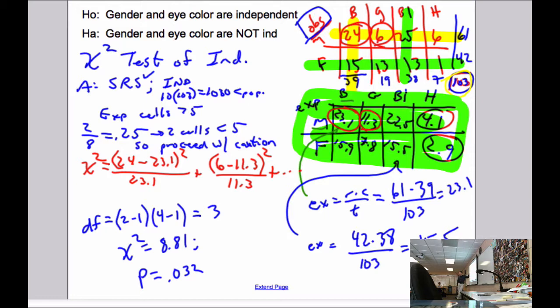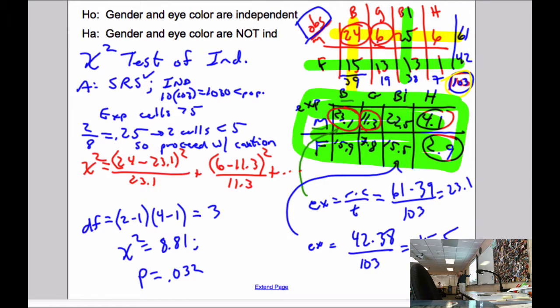Everybody with me so far? The null and alternative hypotheses are worded a little differently, just in terms of independence or not. Naming it is not a big deal. Assumptions, not a big deal. It's just how to find the expected cells. That is new. That is probably one of the biggest things out of this test: how to find the expected cells, both on your calculator and by hand.